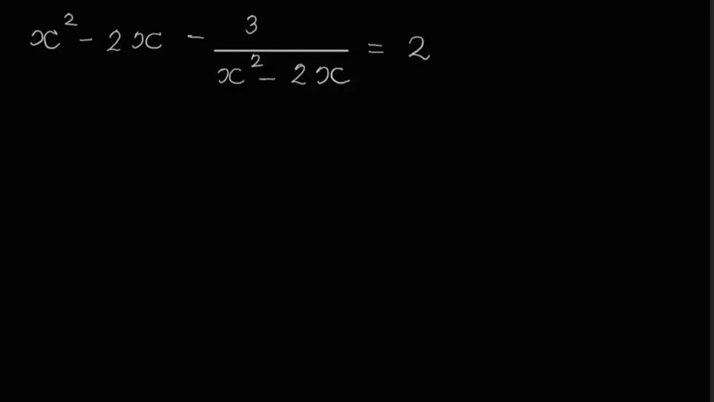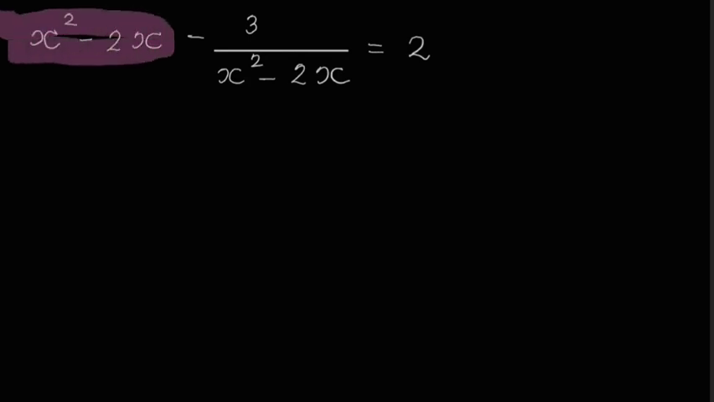Not only is the k method used for equations where we have rational exponents of x, but it's also used for equations similar to the one on the screen where we have repeated terms. So the first step is to identify the terms that are repeated. In this case, it is x squared minus 2x as it appears as the first term and the denominator of the second term. So why is this significant?